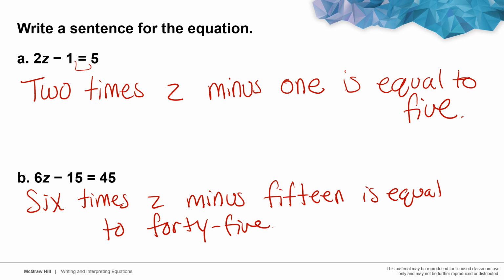No one wrote subtracted, multiplied, is, but there are different ways. So you could have written 6 multiplied by z subtracted by 15 equals 45. Okay.